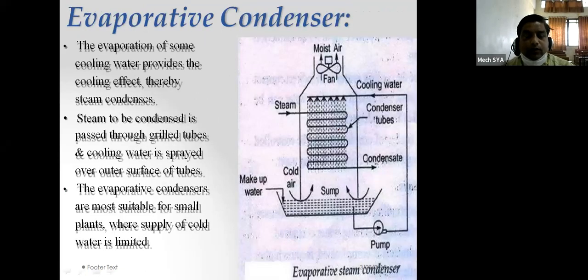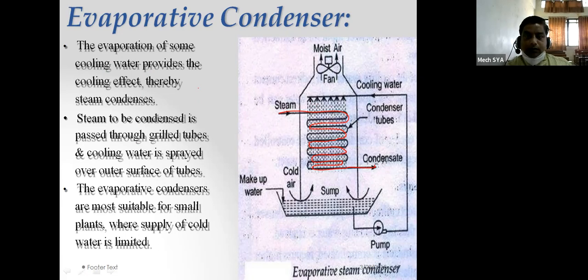Okay, so now you have the evaporative type of condenser. Evaporative type means what? Up till now, in whatever surface condensers we have seen, cooling water is flowing inside the tubes. But in this evaporative type of condenser, the evaporation of cooling water provides the cooling effect. Steam to be condensed is passed through the gilled pipes. The steam is flowing inside the gilled pipes. And here the cooling water is passed over these particular gilled tubes.